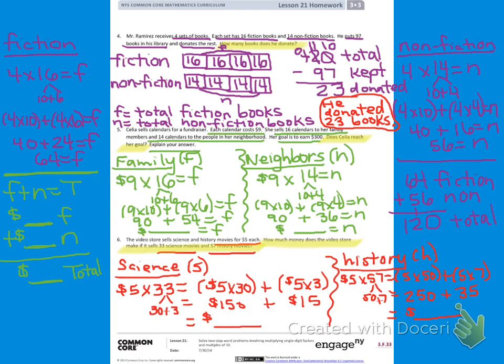Now, let's figure out how much she made altogether. That would be S for science plus H for history equals T for total. The science, you put that amount here, plus the history, you put that amount there, and then that will equal the total. At the bottom.